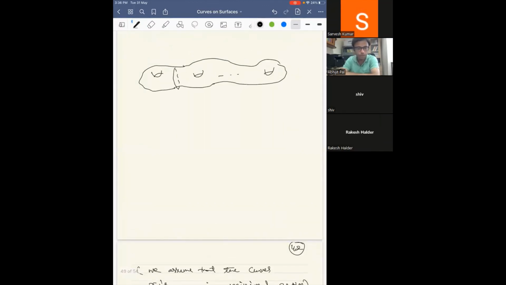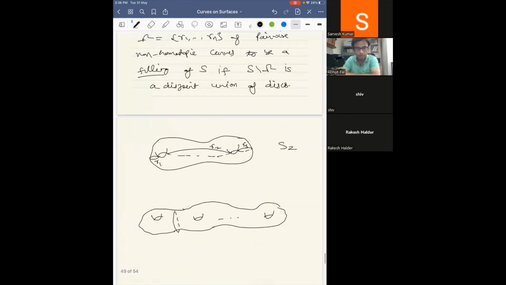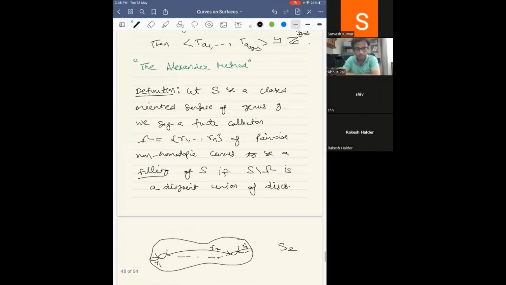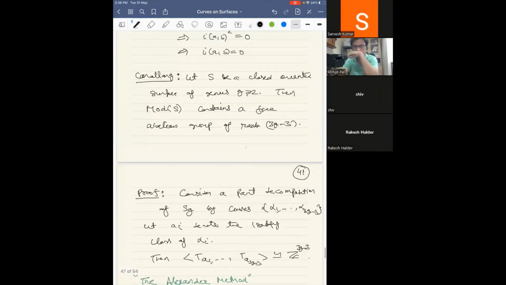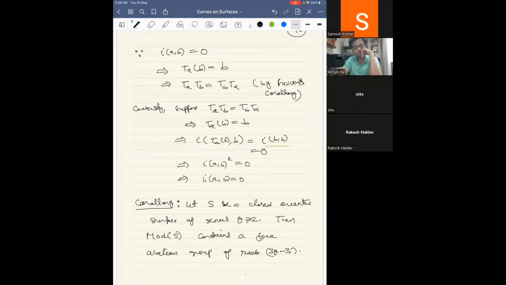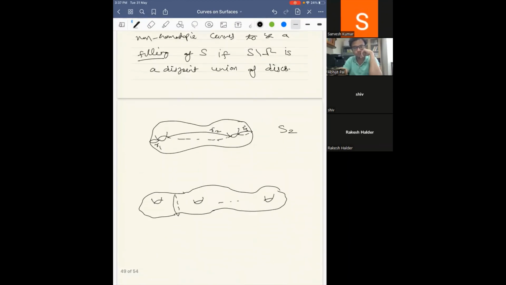Could you show me the last statement, the pants decomposition? I want to read the statement once again. It contains a free abelian group of rank 3g minus 3. Thank you, sir. I hope you can draw the pants, or we can see that in the tutorial.